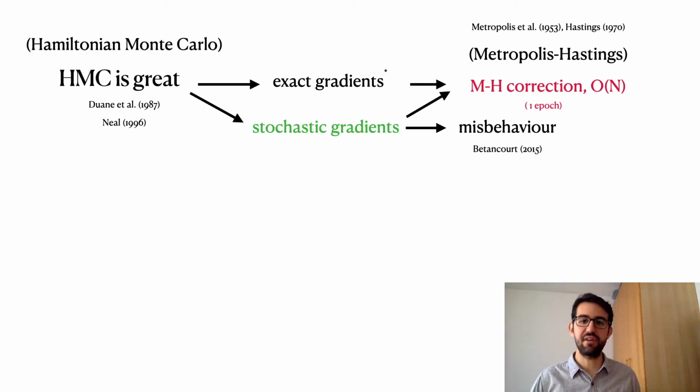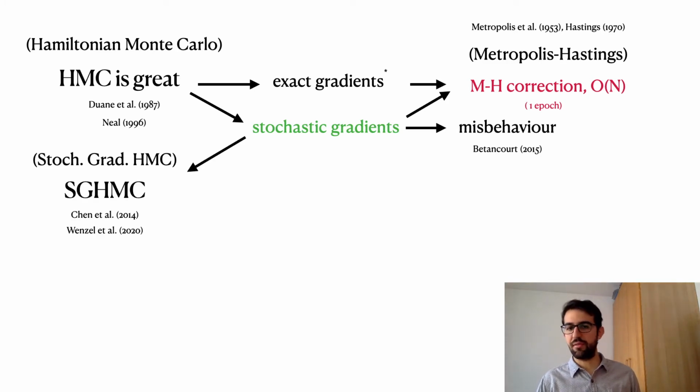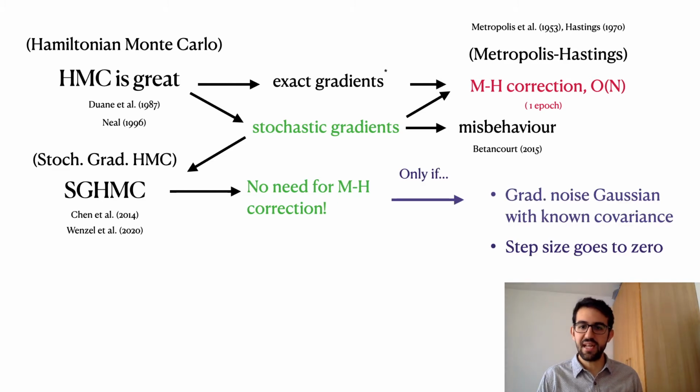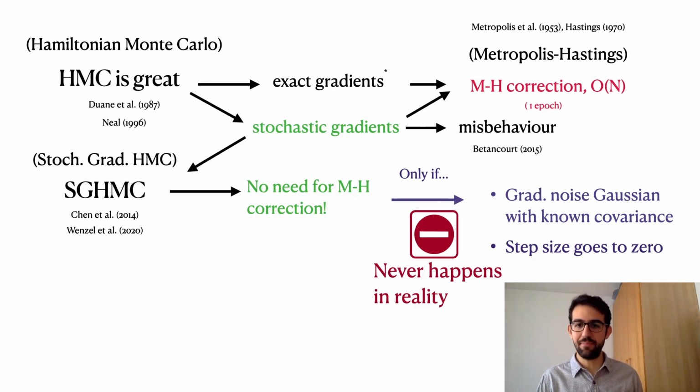Okay, fine, let's try something else. I've heard of this algorithm literally called stochastic gradient HMC. Surely that would work. And indeed, the authors of that paper claim that you don't need a Metropolis Hastings correction with it. Sadly, that's only true if your gradient noise is Gaussian with a known covariance and your step size or learning rate goes to 0 anyways. The latter also makes HMC exact, but you don't see HMC people advocate for removing the Metropolis Hastings correction. Why?